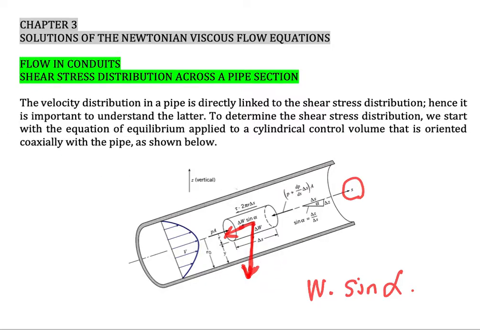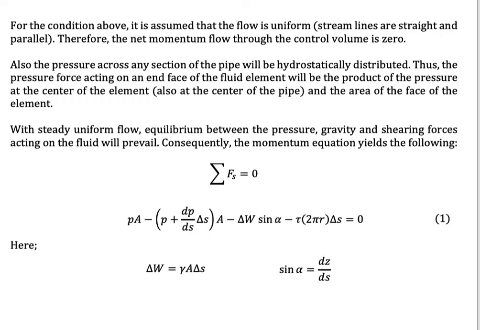Because we will use polar coordinates, we need to take care of the radius. So this is the radius. Normally we take capital R as the maximum radius. For the condition above, it is assumed that the flow is uniform and streamlines are straight and parallel, therefore the net momentum flow through the control volume is zero. Also, the pressure across any section of the pipe will be hydrostatically distributed.